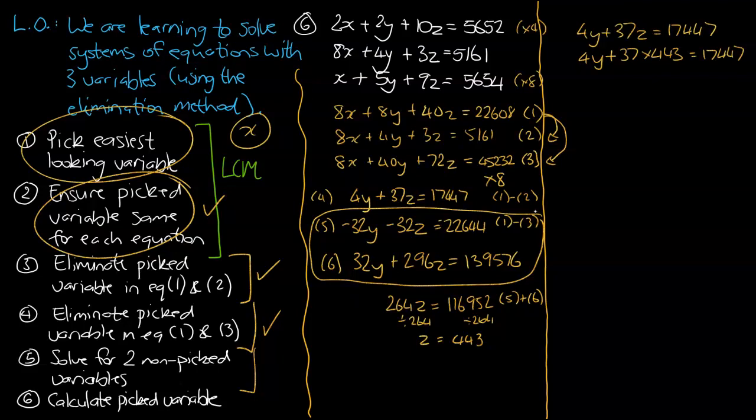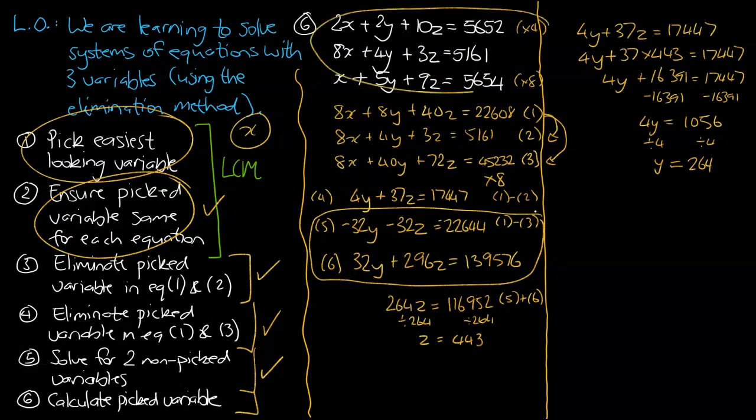I'm now going to calculate what that multiplication comes to. So 4y plus 16,391 is equal to 17,447. I'm now going to do a bit of subtraction, minus that 16,391. So take away from both sides. So 4y is equal to 1,056. And then we're going to divide by 4, divide by 4. Y is equal to 264. So I've now calculated both of those non-picked variables, leaving us just with the picked variable x to find out.